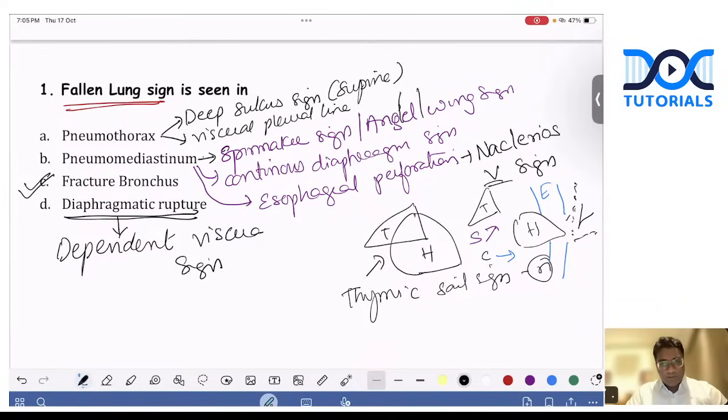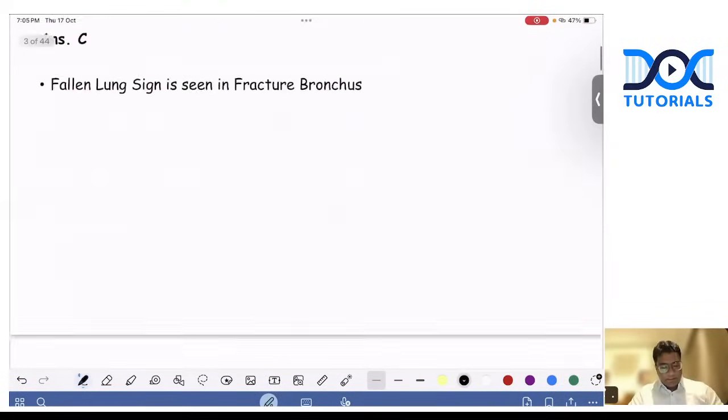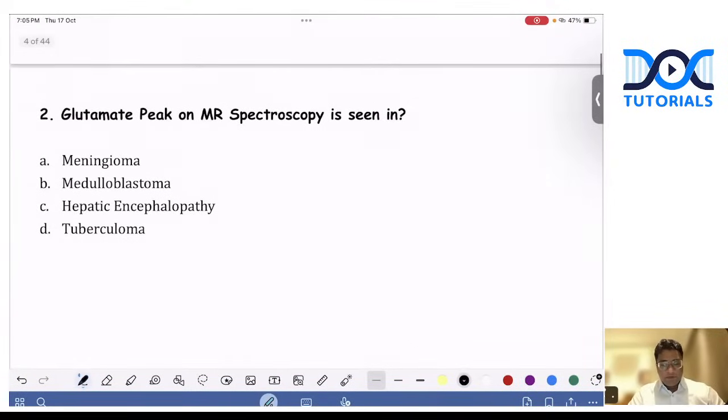Are you clear? So I hope you remember fallen lung sign. Fallen lung sign is seen in fracture of bronchus. Fracture of bronchus. The lung moving inferiorly and laterally. Next. Glutamate peak on MR spectroscopy. What did you answer for this?